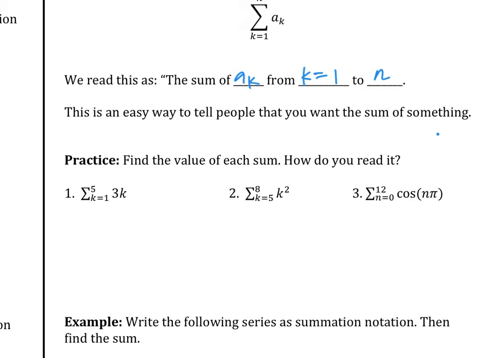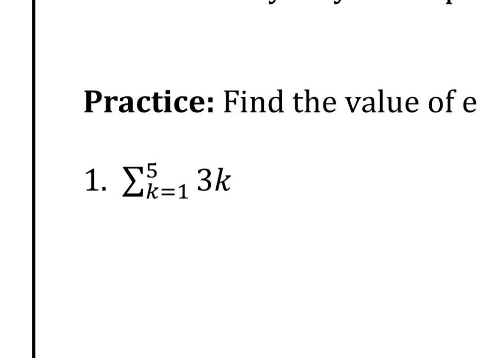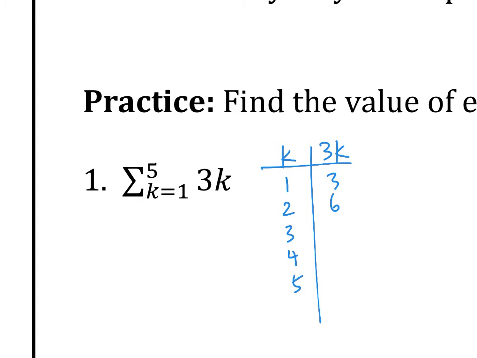Okay, so let's find the value of each sum. So how do you read this? For example, this one is asking for the sum of 3k from k equals 1 to 5. So if you want to figure out what the series is, you can just say, well, the variable is k, and the formula is 3k, and we're starting from 1 and then all the way to 5. So we're going to multiply 3 to every k, so this is going to be 3, 6, 9, 12, 15, and you ask yourself what kind of series that is. That is an arithmetic series.